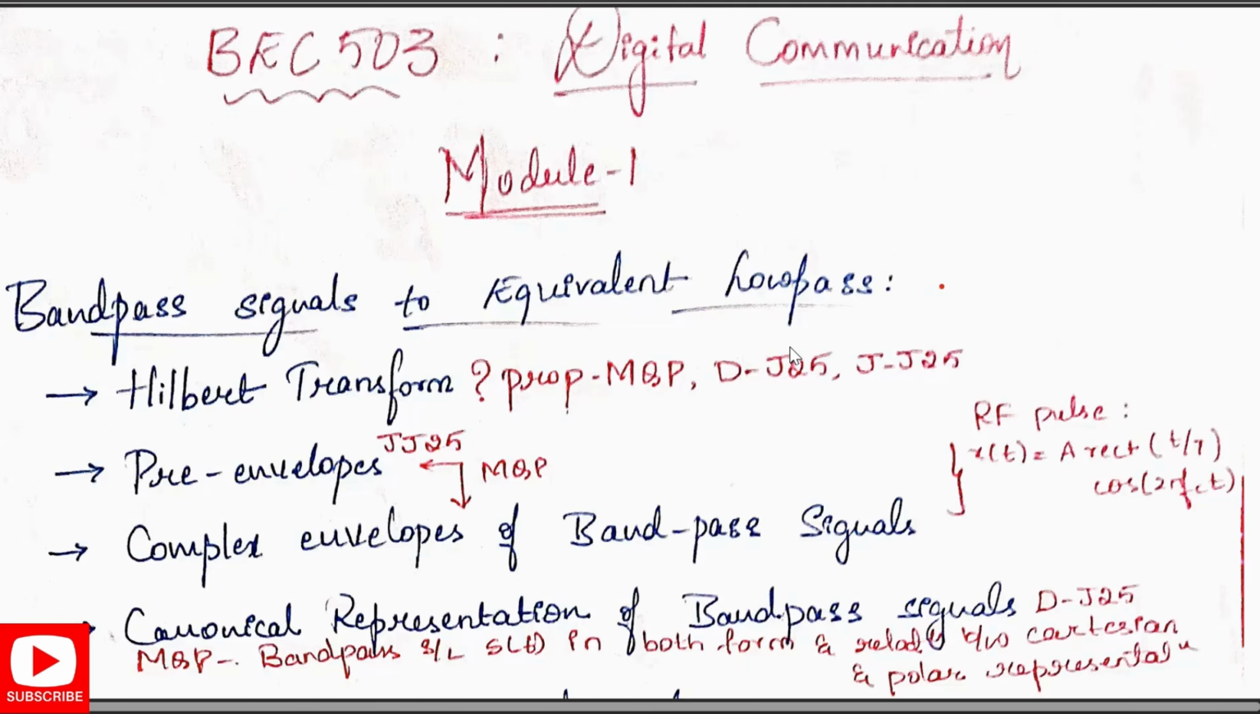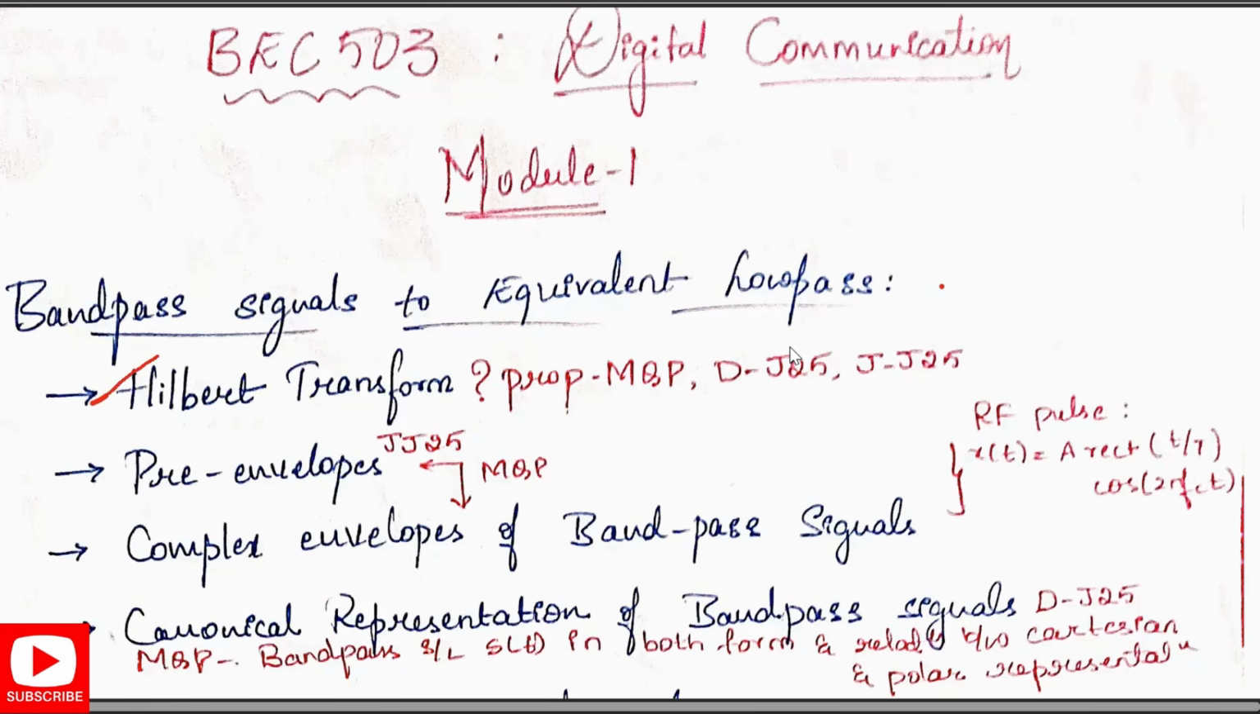So today we are starting with the digital communication subject of the 5th semester, course code BEC503. We will be starting with Module 1, that is the first part, bandpass signals to equivalent low pass. For making these notes I have referred to the textbook as well as the model question paper and 2 previous year question papers, to note down the important things that we have to focus on for the exam related topics. So the first topic here is the bandpass signal to equivalent low pass.